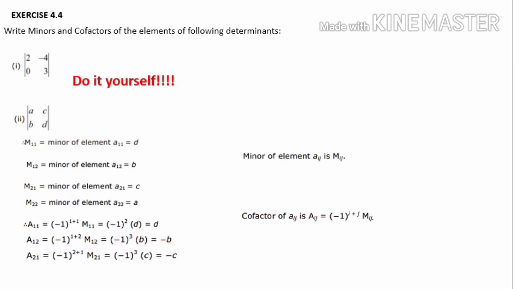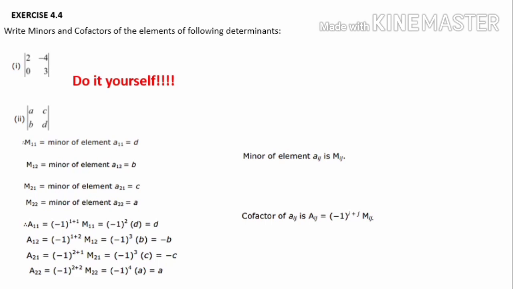Next, the cofactor of element A21, that is minus 1 the whole power 2 plus 1 into minor of 21. Minor of 21 we have calculated, that is C. So minus 1 the whole power 2 plus 1. 2 plus 1 is 3 into C. So minus 1 the whole power 3 is minus 1. So minus 1 into C is minus C.